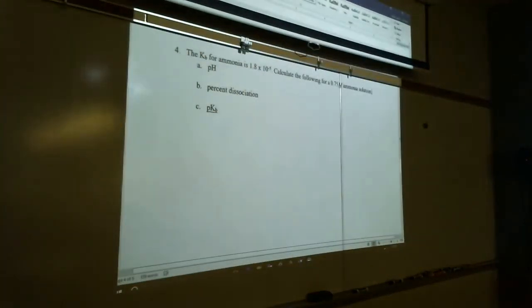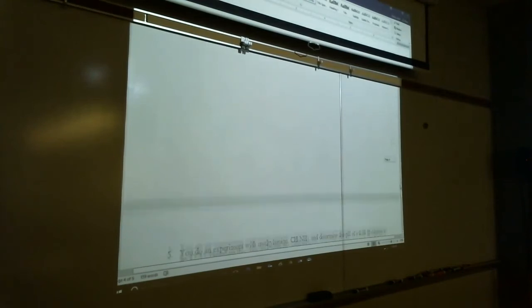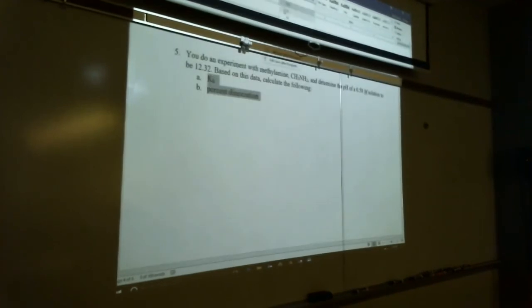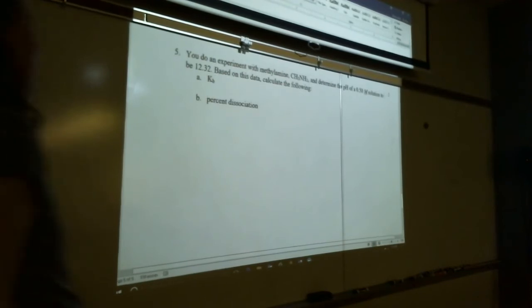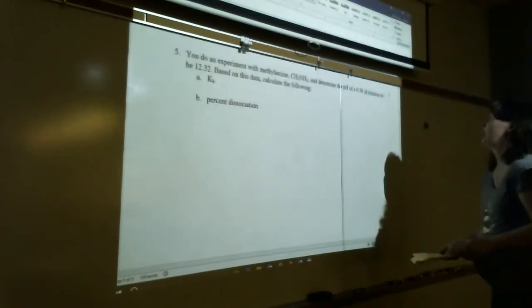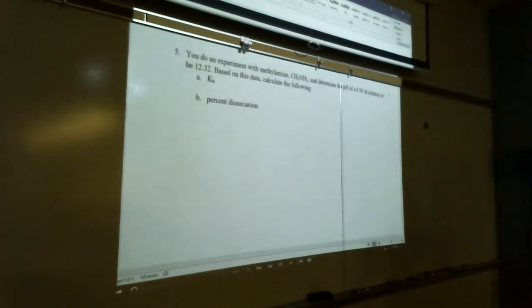Number 5. Again, this is a base problem. Methylamine is a base. All right, so you're doing an experiment using methylamine, and you determine the pH of a 0.5 molar solution to be 12.32. I want to know Kb and percent dissociation.